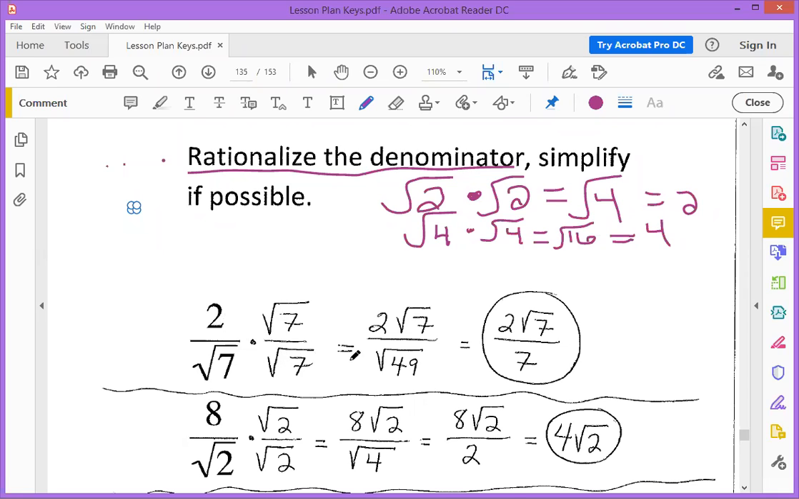In the denominator, we have square root 49. 7 times 7 gives you 49. In the numerator, we have 2 outside. That 2 stays on the outside, times the square root 7. We can simplify this denominator. The square root of 49 is 7. In the numerator, we keep the 2 square root 7. That stays the same because 7 is prime. We can't divide any number into 7 other than 1 and itself. So the answer would be 2 square root 7 divided by 7.